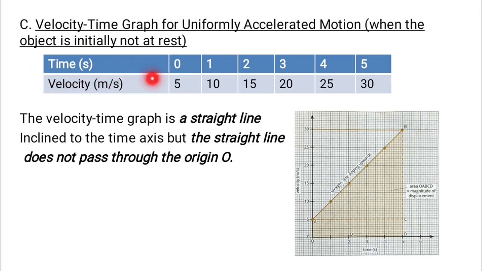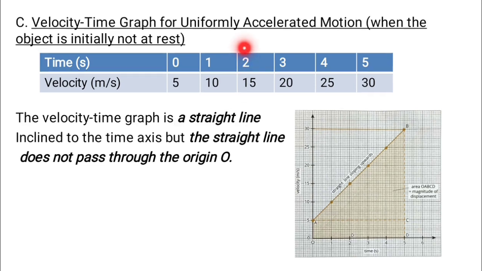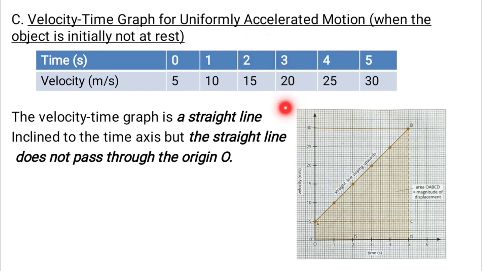From the following table, it is clear that at t equal to 0 seconds, the object has a certain velocity of 5 meters per second. It means that the object is not initially at rest. Now, from this table, it is also clear that from 0 to 1 second, that is in 1 second, velocity changes by 10 minus 5, that is 5 meters per second. From 1 to 2 seconds, the velocity changes by 15 minus 10, that is 5 meters per second. And again from 2 to 3 seconds, that is in 1 second, velocity changes by 20 minus 15, that is 5 meters per second. So we can say that the body is uniformly accelerated, but initially it has a certain velocity of 5 meters per second.